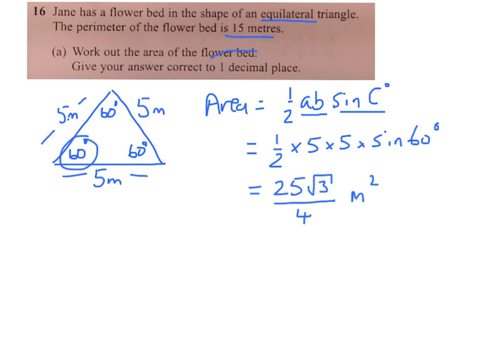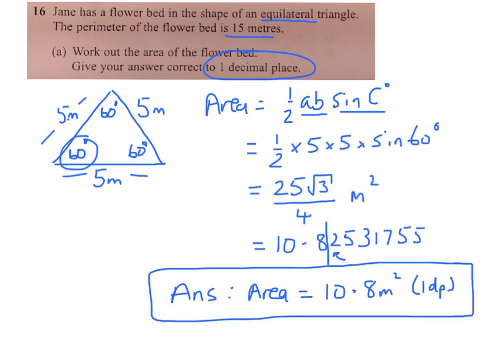Now the question is asking for one decimal place, so we need to convert that into decimals and then round it, which to one decimal place is 10.8. The next digit's only a 2, so we don't have to round up, giving us our answer of 10.8 square meters to one decimal place.